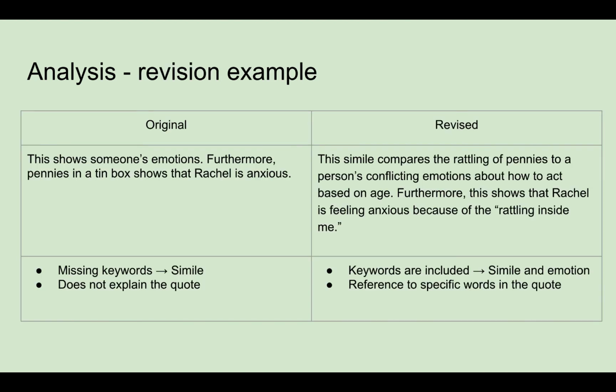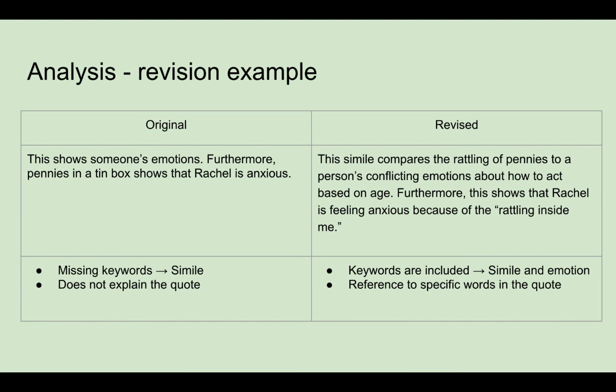Let's take a look at this example. So a lot of people have evidence right now that looks something like this. This shows someone's emotions. Furthermore, pennies in a tin box shows that Rachel is feeling anxious. So this is missing the key word simile, and it also doesn't explain the quote at all. So it says, furthermore, pennies in a tin box. That's just repeating the quote. It's not explaining it. Let's look at how we could revise this.